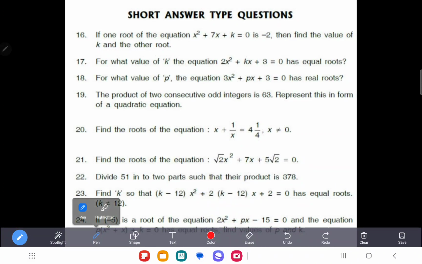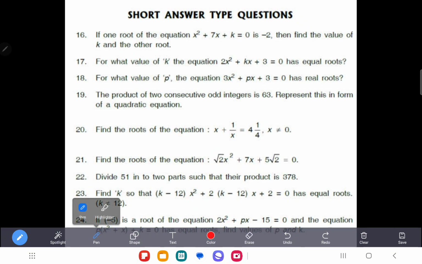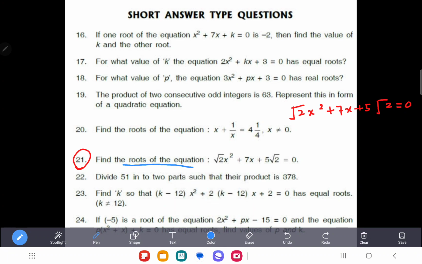Now just have a look here. When this question says find the roots of the equation root 2x square plus 7x plus 5 root 2, what exactly does that mean? It says root 2x square plus 7x plus 5 root 2 equals to 0. The 21st question I'm doing. It says find the roots of the equation. Roots means the values of x, the alpha, beta values. Are you understanding? So what exactly does that mean? You tell me.